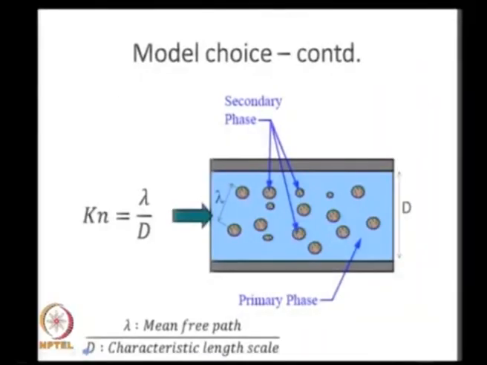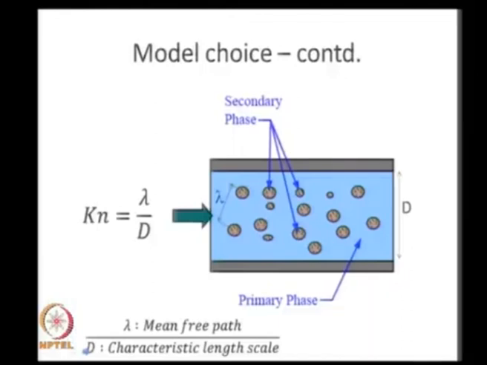Okay, let us look at another possibility, which is based on the particle particle interaction. This is intended to quantify the level of particle particle interaction, and I want to introduce a definition called the mean free path. So, if I take for example a primary phase fluid, say my bubbly flow flowing through a pipe, these are all the bubbles which I have called the secondary phase.